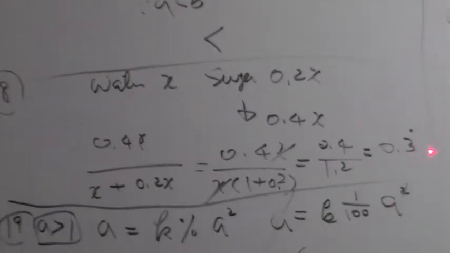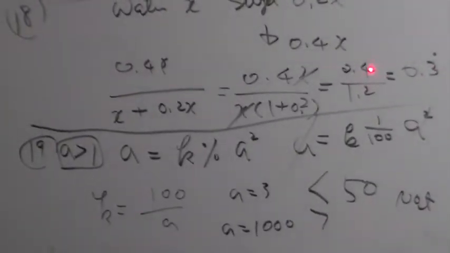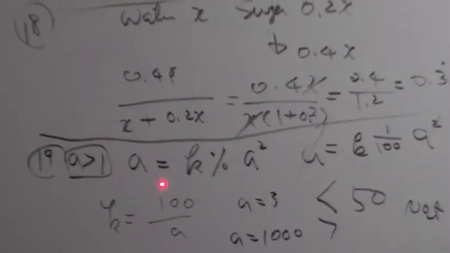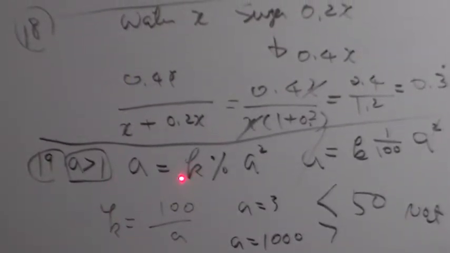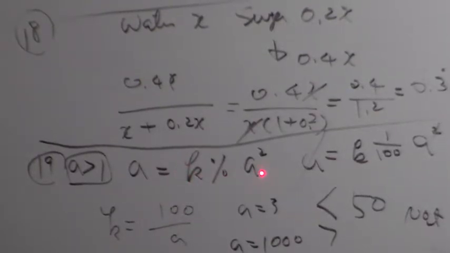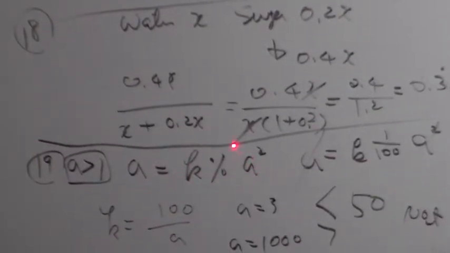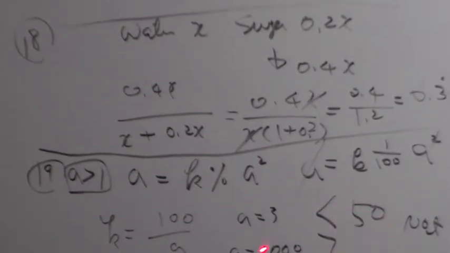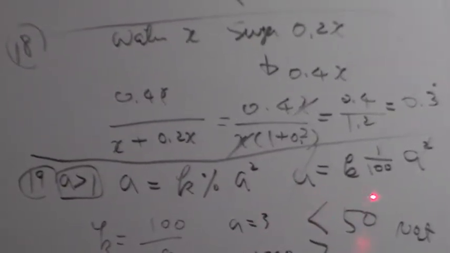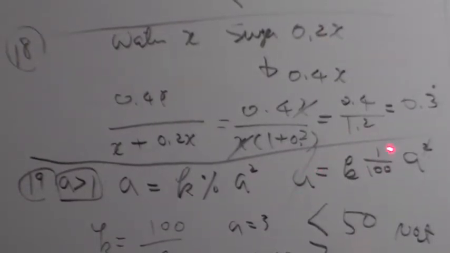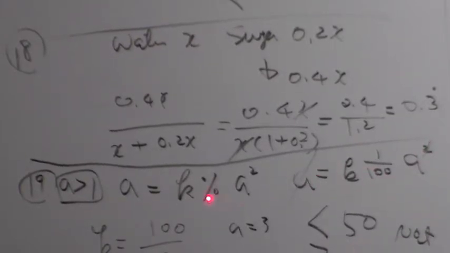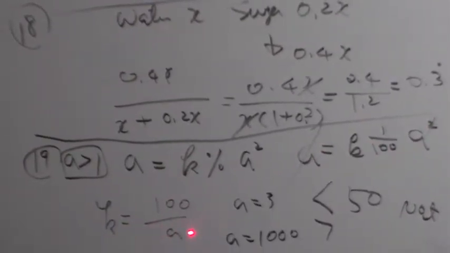Okay, next one is this. Number 19, A is greater than 1. A is K percent of A square. So we're gonna figure it out. Is this value greater than 50 or less than? Okay, so from there, A and A square cancel out. From this part, K will be 100 over A.